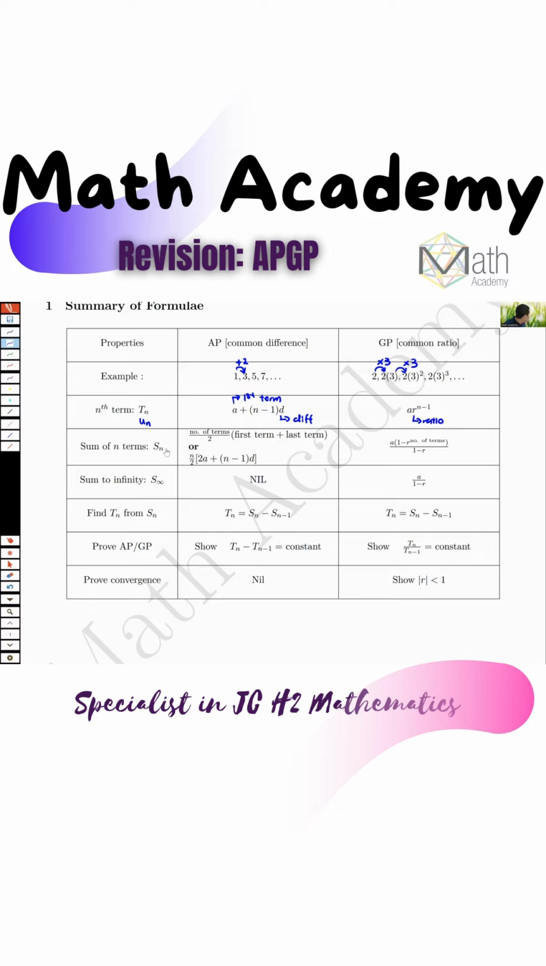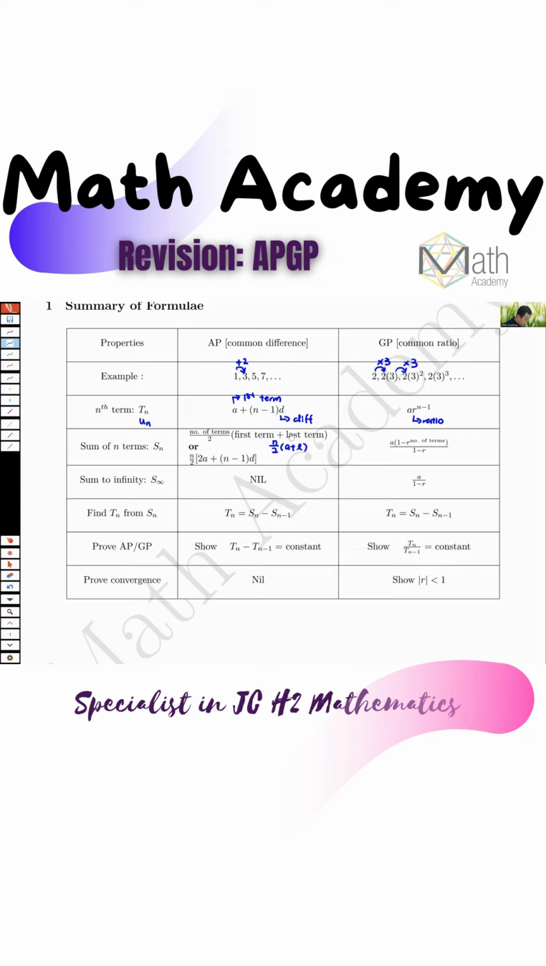Sn, sum formula. Sn means sum from T1 to Tn. For your AP, there are 2 formulas. First formula, usually you remember as n over 2 (a plus L). I intentionally wrote in n as number of terms so that you remember that you have to go and count the number of terms in your sequence. So you use this first plus last if the question doesn't require any difference. You know the first and last, you could put it in.